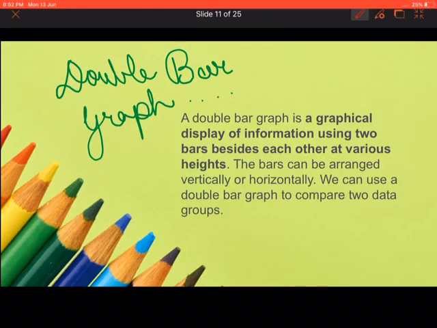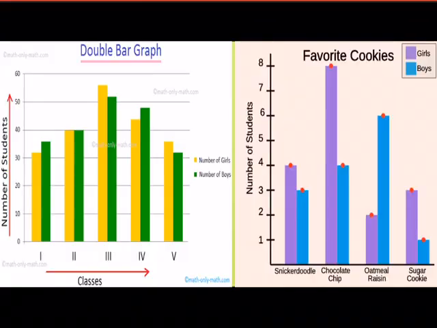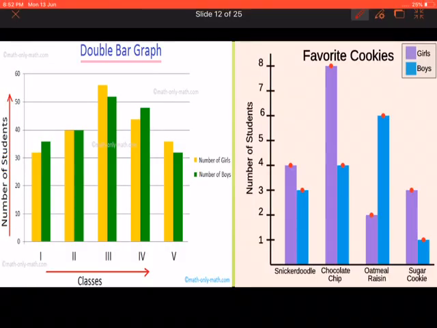Now what's a double bar graph? A double bar graph is a graphical display of information using two bars beside each other at various heights. We compare two sets of data, groups of two data. So this is the double bar graph. This is example number 1 and this is example number 2. Here I can see the number of girls and boys in each class from 1 to 5. Here I can see the number of cookies liked by boys and girls.